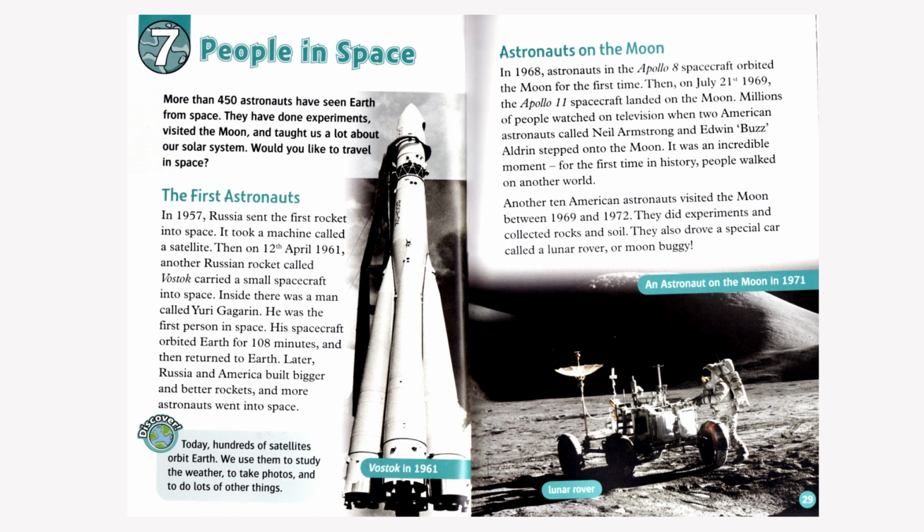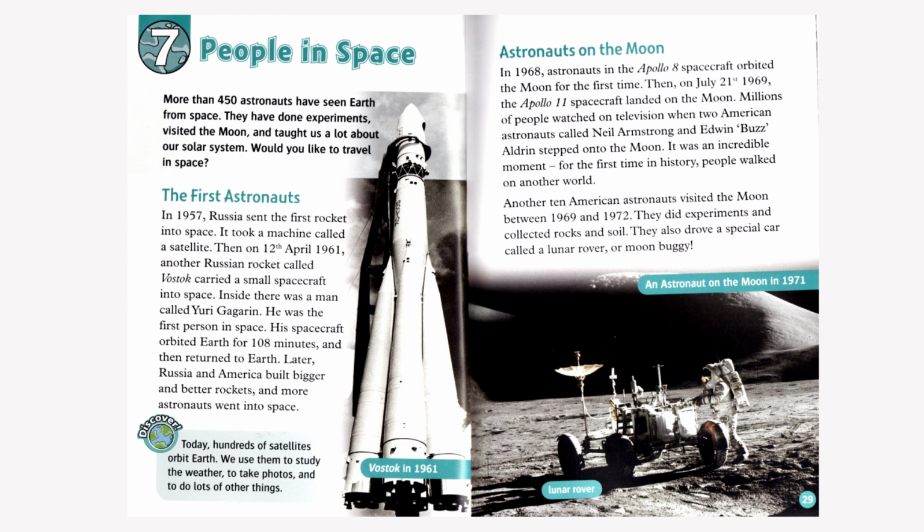Astronauts on the Moon. In 1968, astronauts in the Apollo 8 spacecraft orbited the moon for the first time. Then on July 21, 1969, the Apollo 11 spacecraft landed on the moon. Millions of people watched on television when two American astronauts, called Neil Armstrong and Edwin Buzz Aldrin, stepped onto the moon. It was an incredible moment.